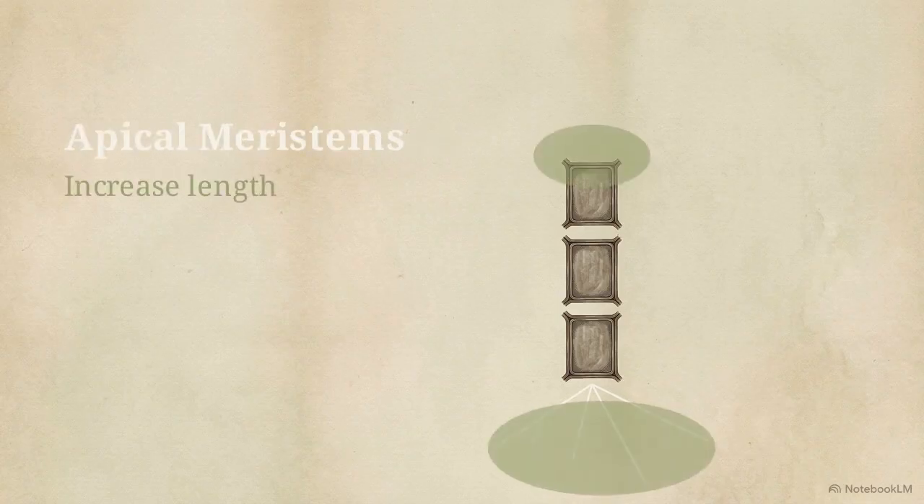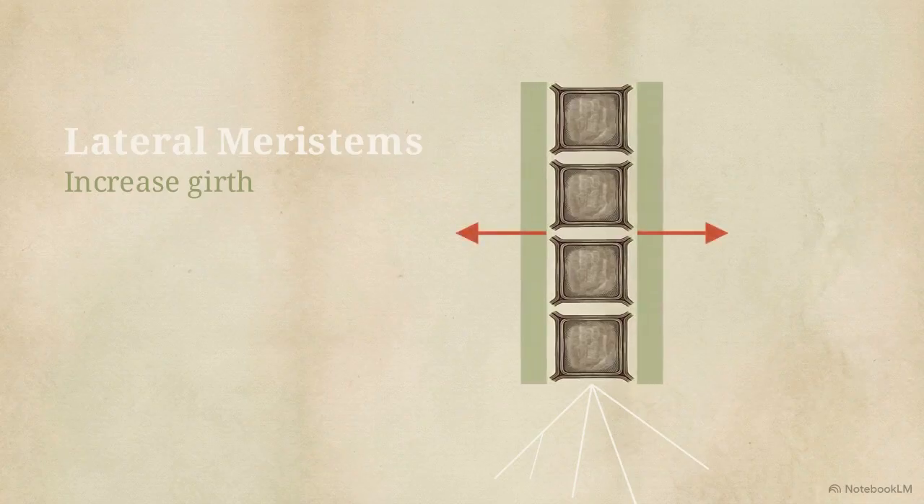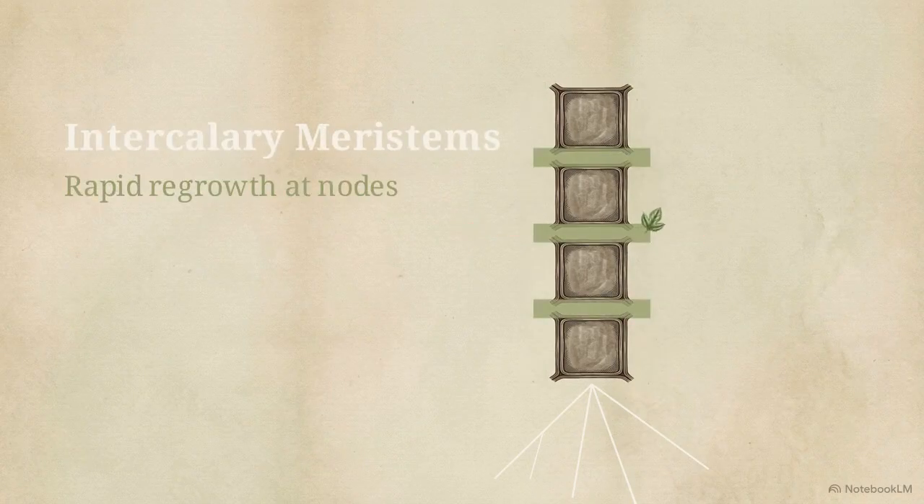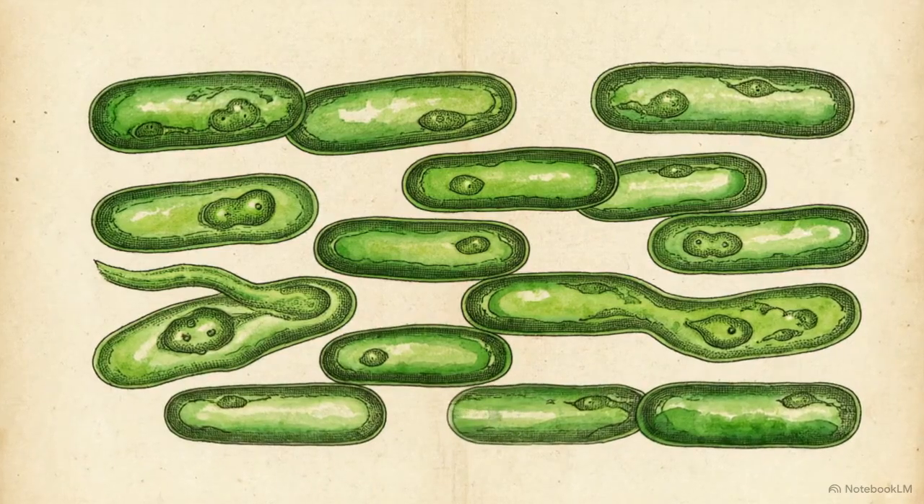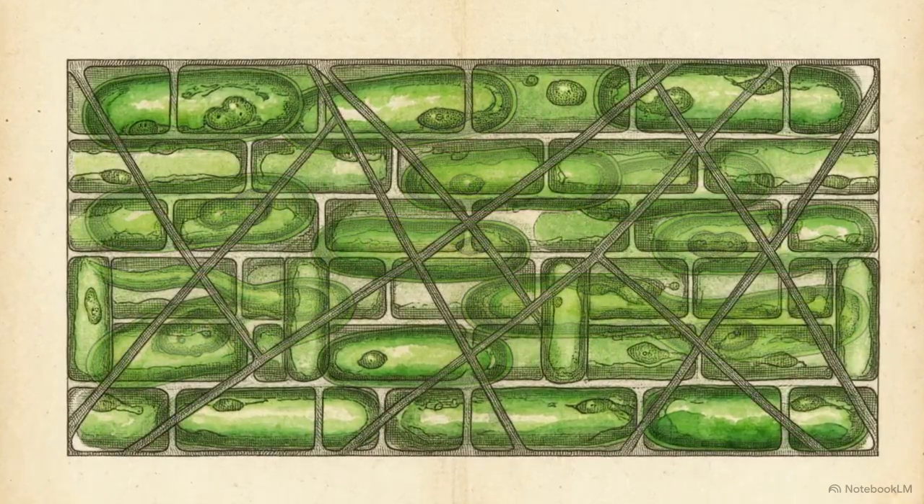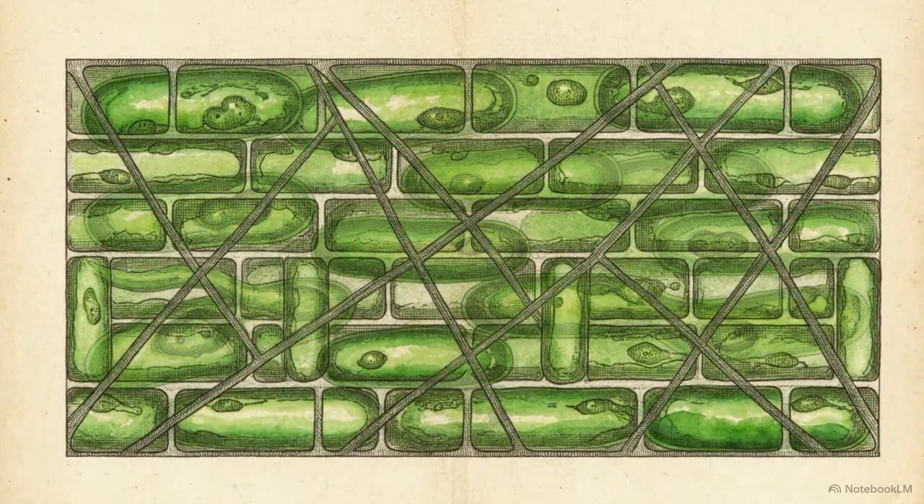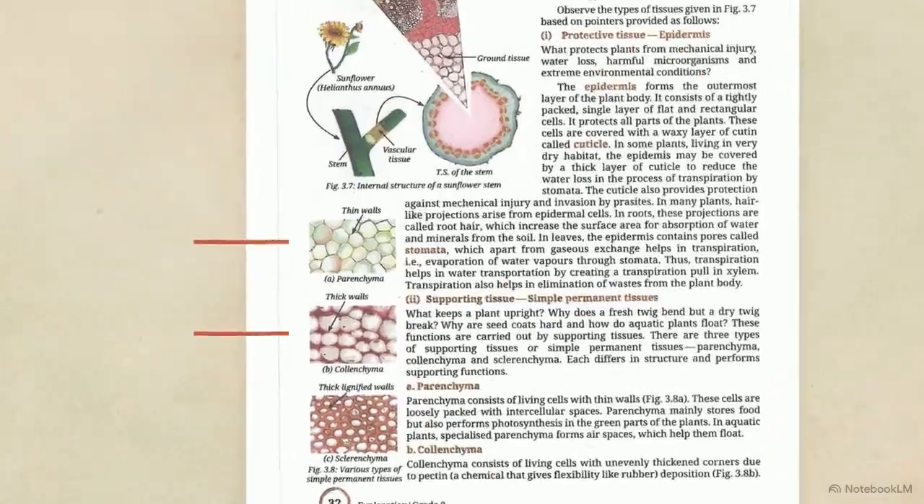In plants, growth is driven by localized engines called meristematic tissues. Apical meristems push the tips longer, lateral meristems increase the girth, and intercalary meristems allow for rapid regrowth near the nodes of the stem. Through a process called differentiation, these actively dividing cells eventually lose their ability to divide and lock into permanent roles. These cross-sections show the variety of simple permanent tissues used for support.